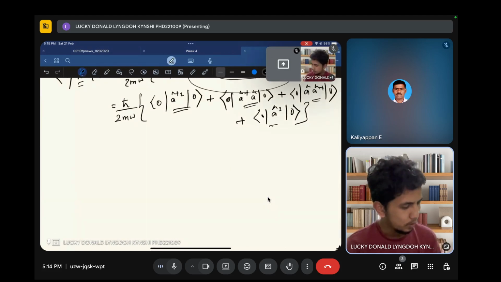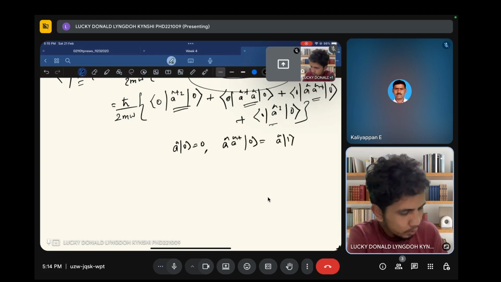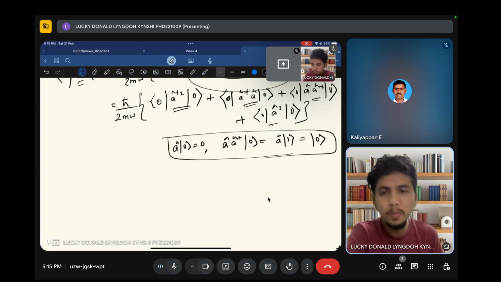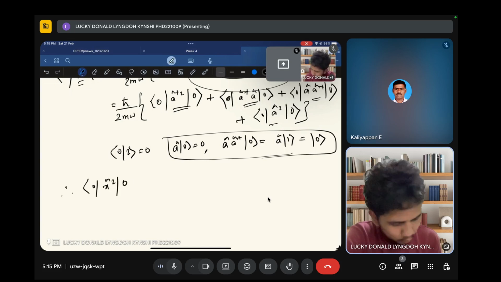Again, you remember a cap of 0 equals 0, and a cap dagger of 0 equals state 1, which is orthogonal to state 0. These are just some terms you might encounter after you solve this problem. And again, <0|state 2> equals 0. Therefore you have <0|x cap square|0> equal to h cross by 2 m omega.